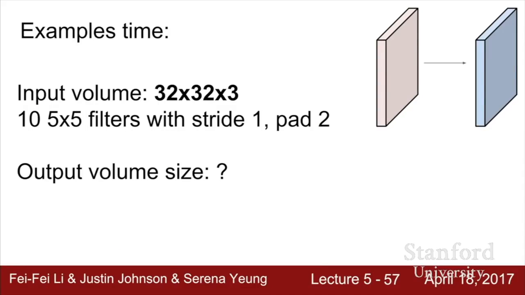Okay, so let's go through a couple more examples of computing some of these sizes. Let's say that we have an input volume which is 32 by 32 by 3. Here we have 10 5 by 5 filters. Let's use stride 1 and pad 2. So who can tell me what's the output volume size of this? You can think about the formula from earlier. Sorry, what was it? 32 by 32 by 10.